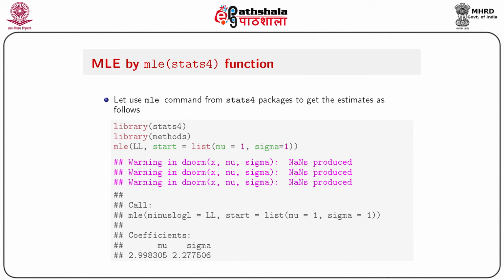Let us use the mle command from the stats4 package to get the estimates as follows. First, load the library stats4. You may not need to load methods, but sometimes mle may not work without methods, though it should be loaded automatically. But if not, you can load the methods package, and then you can just call mle(LL, start equals list of the initial values mu equals 1 and sigma equals 1). You will get some warnings here that NaNs are produced, and the results would be given like this. The coefficient mu is 2.99 and sigma is 2.27.